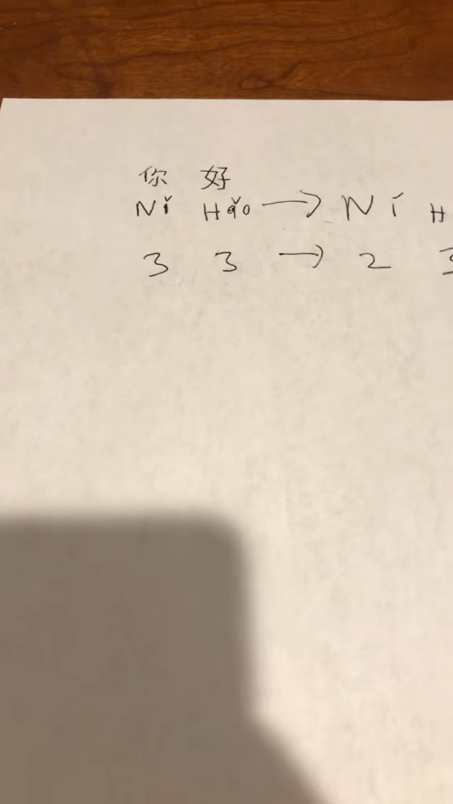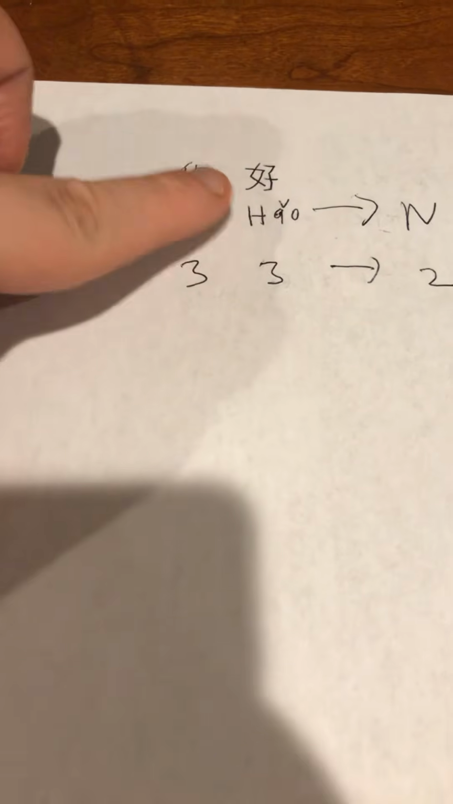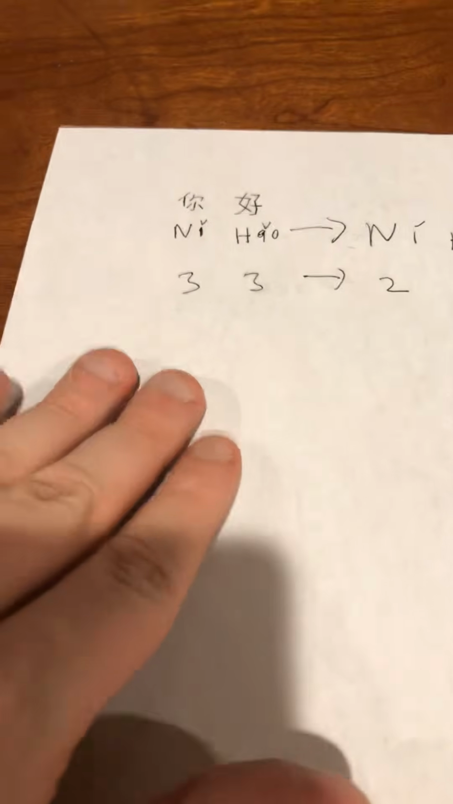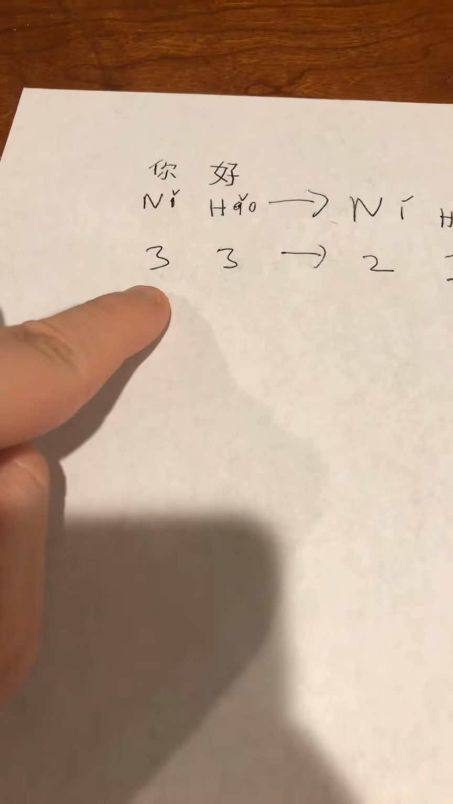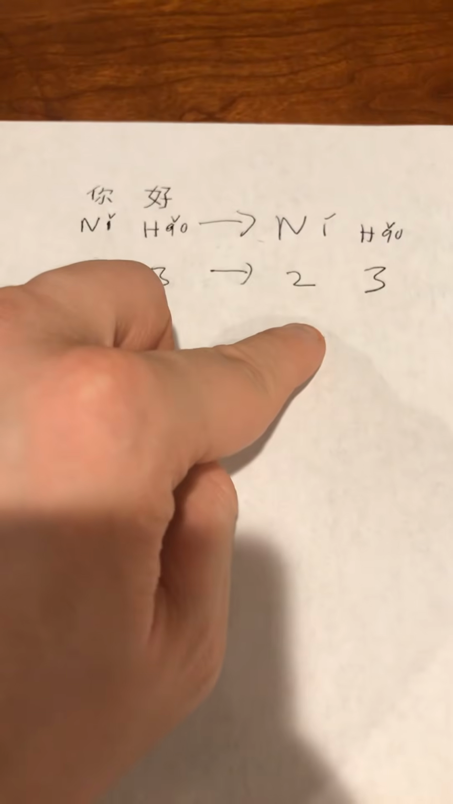But what I'm showing you guys here is what's called the tone changing rule. Ni by itself is a third tone, and hao by itself is also a third tone. So ni hao by itself is two third tones. However, there is a tone changing rule in Mandarin Chinese in which the first third tone turns into a second tone, hence the little uptick here, and the third tone for hao stays the same. So ni hao turns into ni hao.